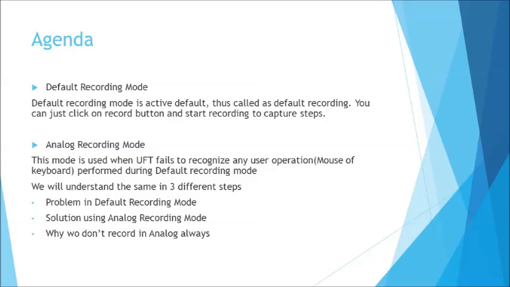Now, analog recording mode is capable of capturing the activities which cannot be captured by the default recording mode. Of course, how does it happen? What is that situation? Why does default recording mode not capture this information? And why isn't analog the first priority? Why don't we start with analog recording mode? All these things will be answered as we proceed further with the hands-on understanding of it.